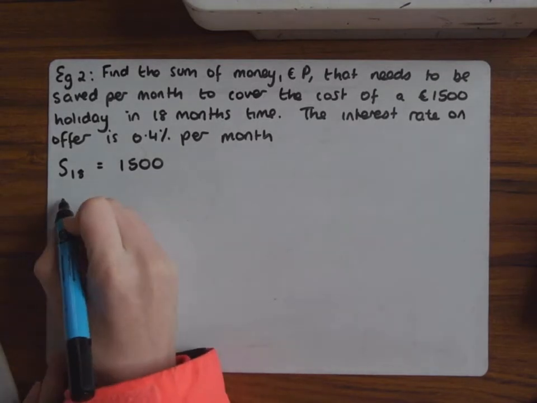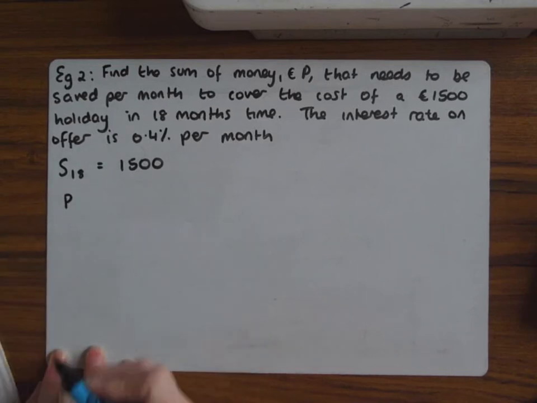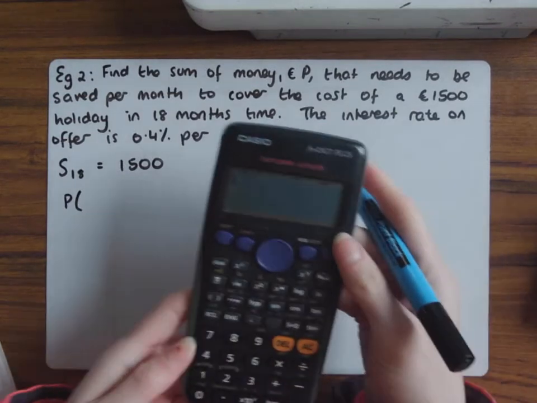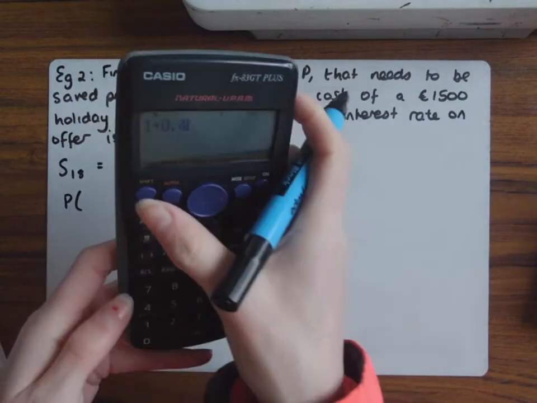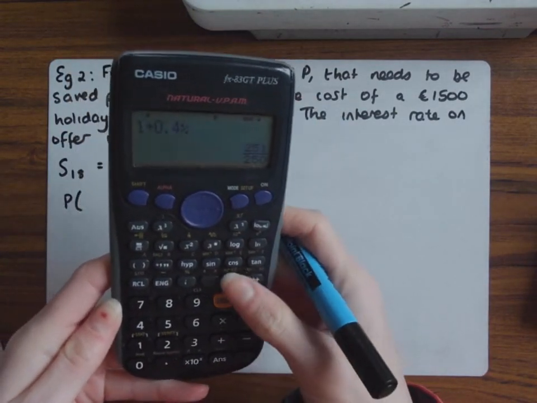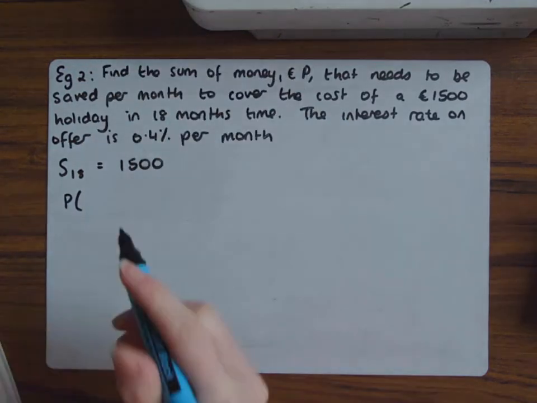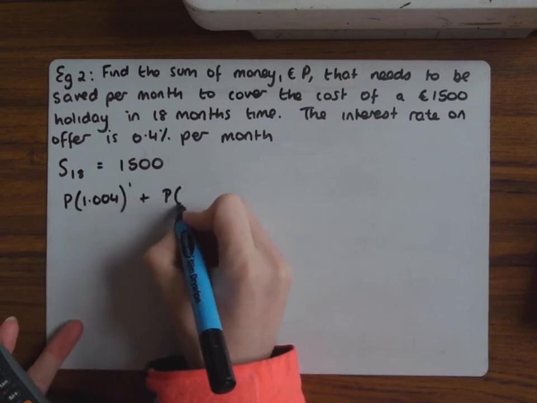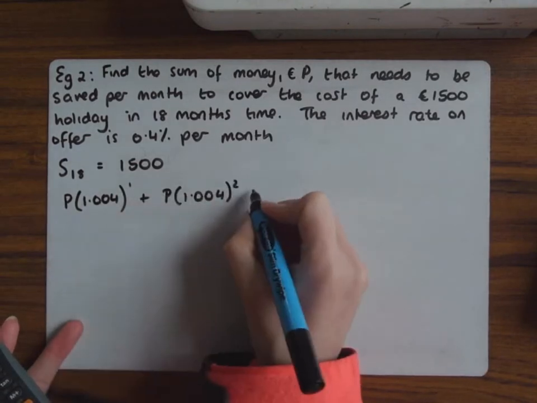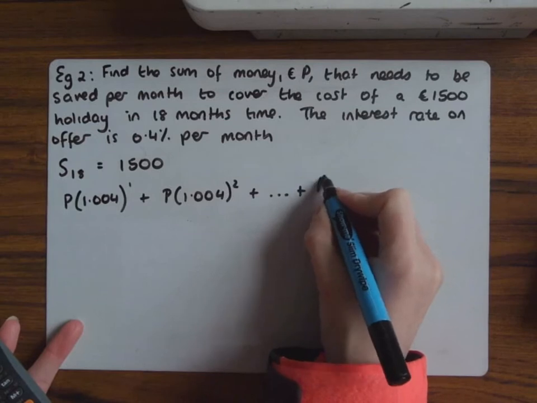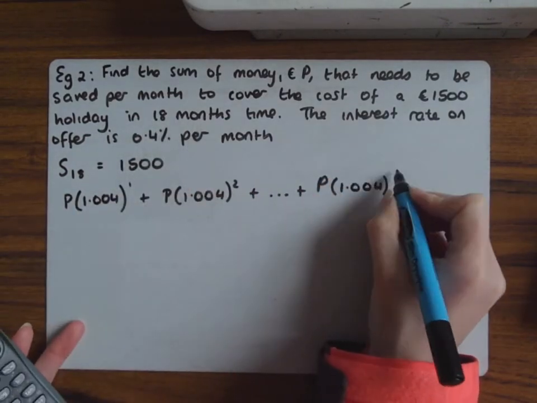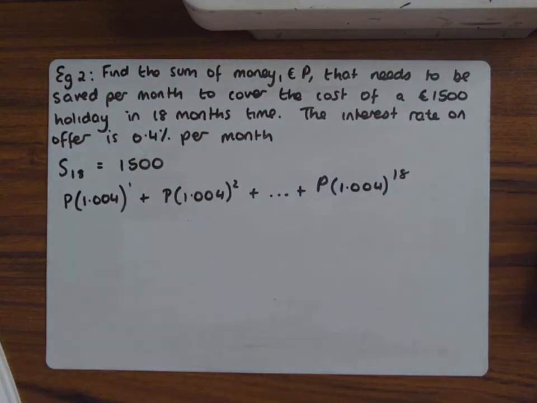Okay, so the amount of money I put in per month, and it's gaining 0.4%. So 1 plus 0.4% is 1.004. So all the way up to however many months we're dealing with, 18. So there's my series written out.